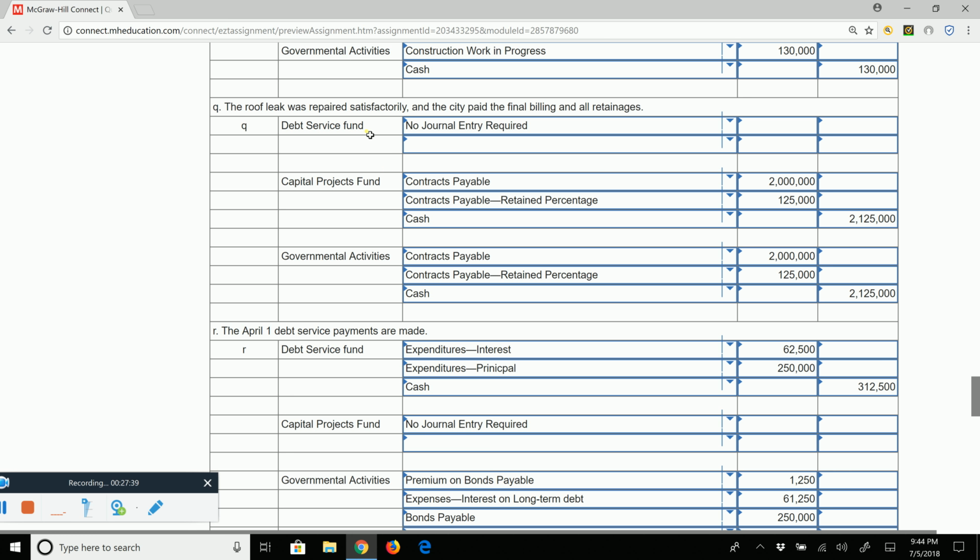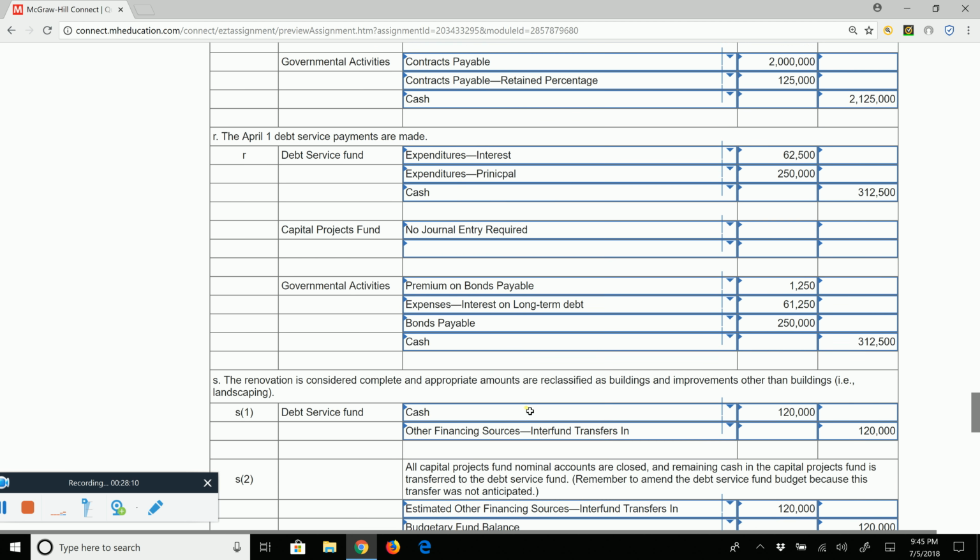Now the roof leak was repaired. All right, good job. So in the capital projects fund, because the roof leak was repaired, we can now pay our vendor their $2 million last invoice plus the retainage. If you recall, the retainage from a prior year, we held back $125,000. So we're going to pay all of it. We'll credit cash for the full $2,125,000. The government-wide is the same.